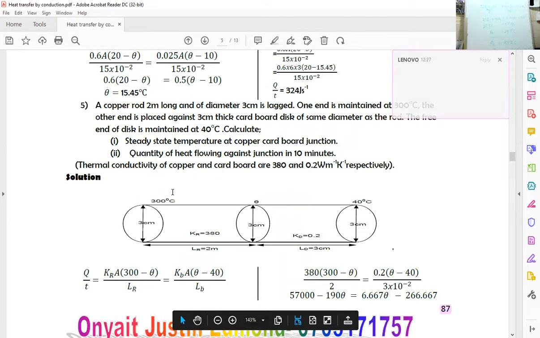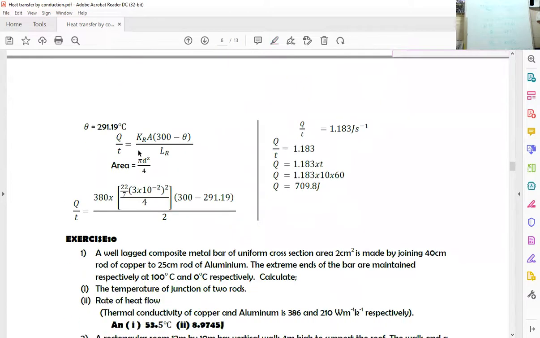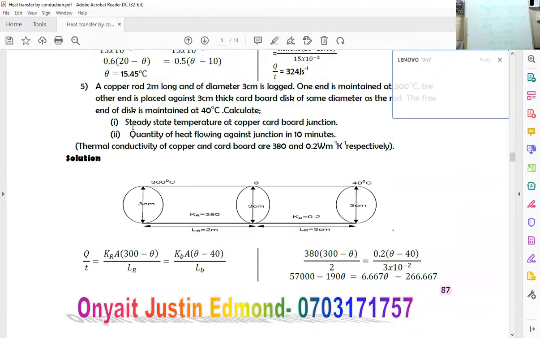We have another question here, number 5. Let's do this number 5.